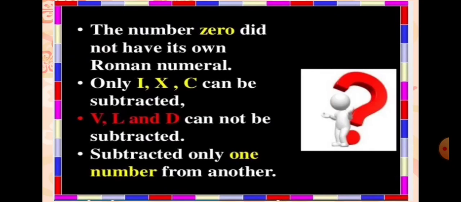The number 0 did not have its own Roman numeral. Only I, X, C can be subtracted. V, L and D cannot be subtracted. Subtract only one number from another.